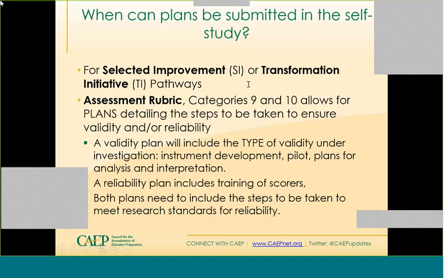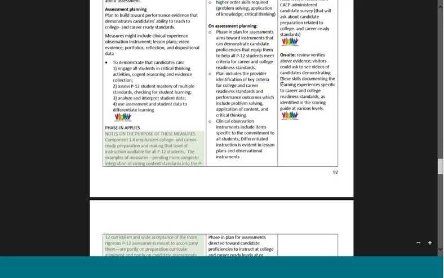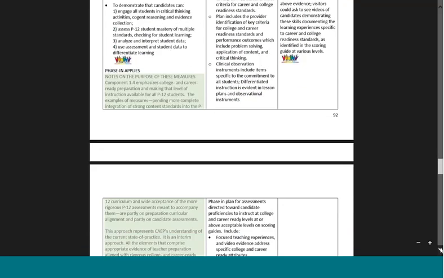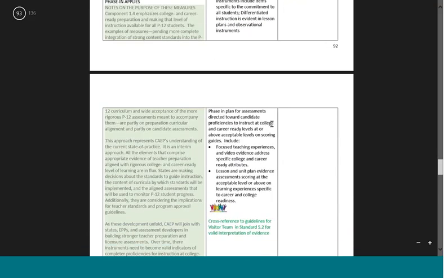It should include provider identification of key criteria, what the performance outcomes are, what instruments will be used, and then if you scroll down a little further to page 93, you can see where it says the phase-in plan for assessments and what it might include, okay?